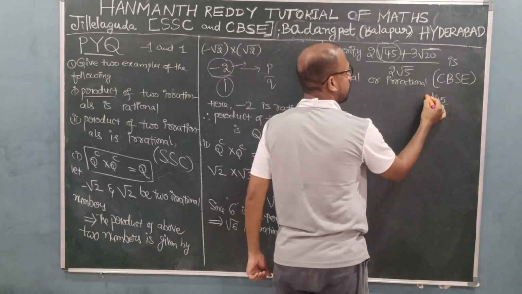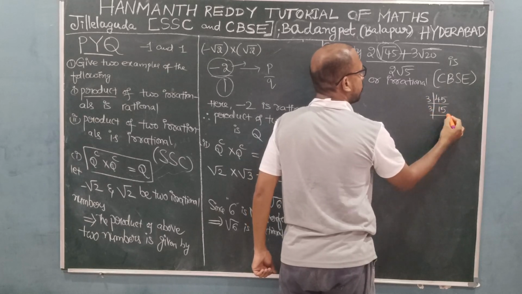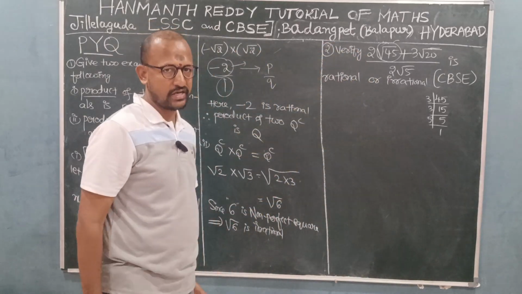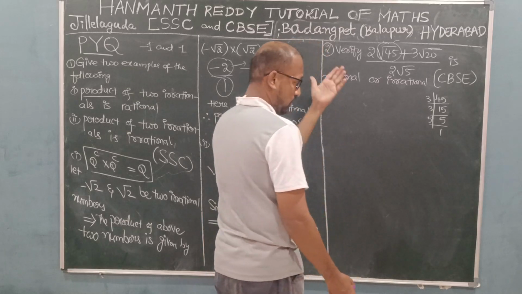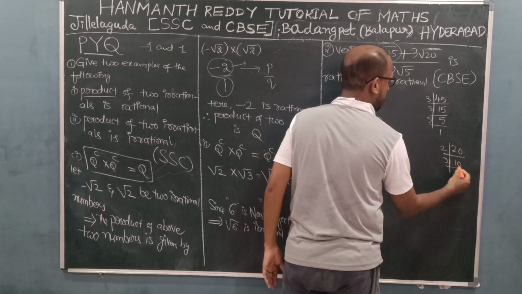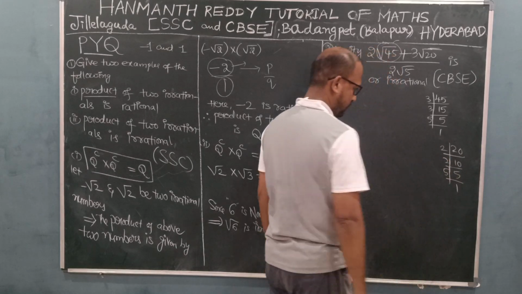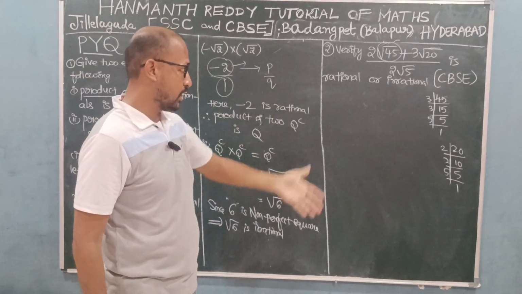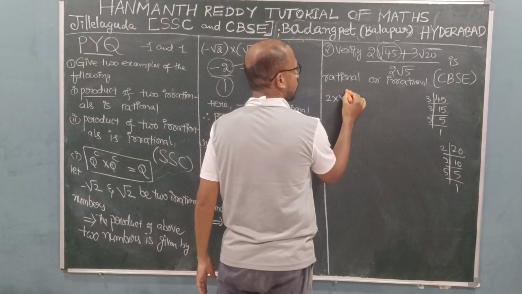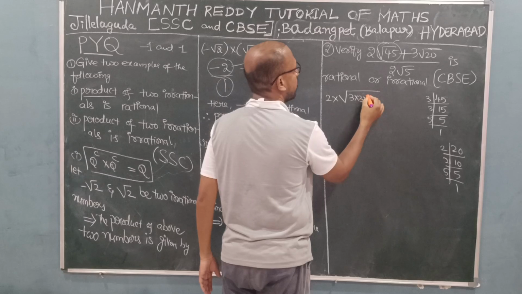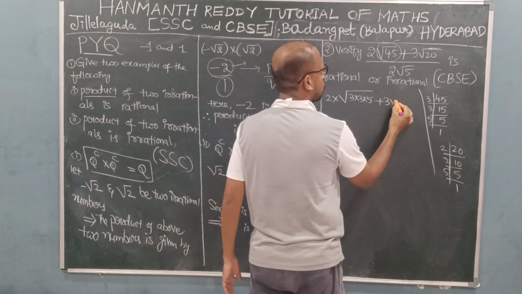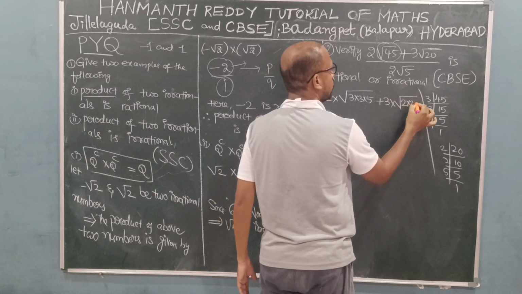45 is possible in the 3 table: 3 15s are 45, 3 5s are 15, 5 1s are 5. To simplify we need prime factorization. Similarly, do the prime factorization of 20: 2 10s are 20, 2 5s are 10, 5 1s are 5. Now I am simplifying, replacing 45 with its prime factors: 2 into root of 3 into 3 into 5, plus 3 into root of 2 into 2 into 5.